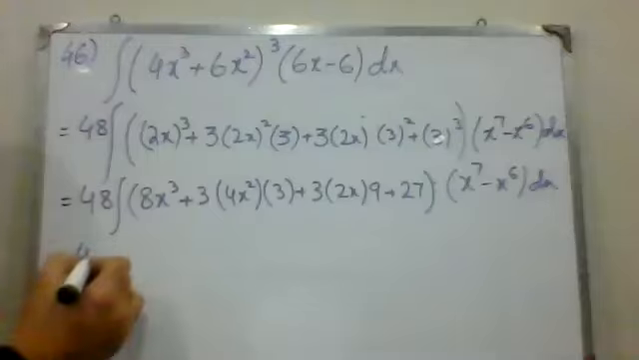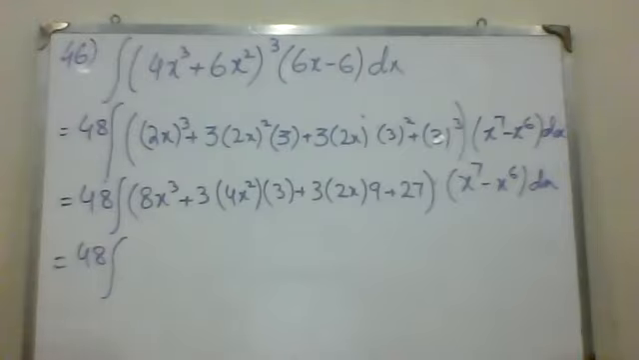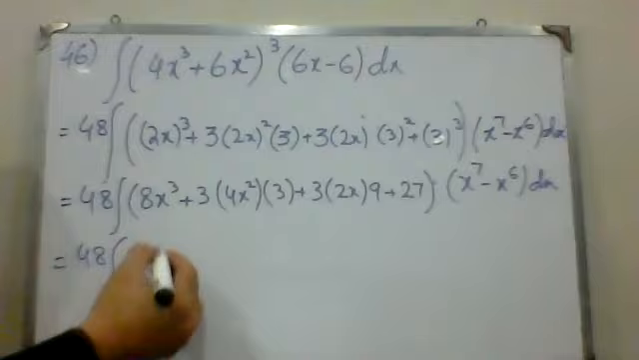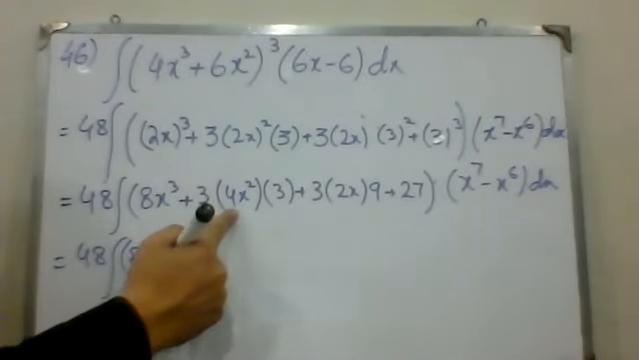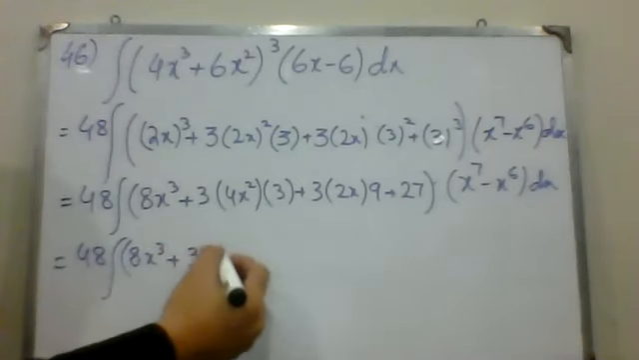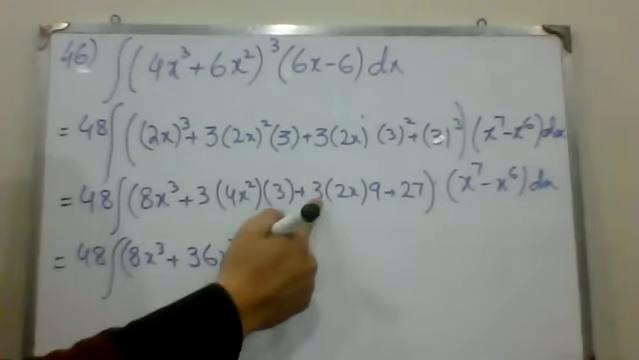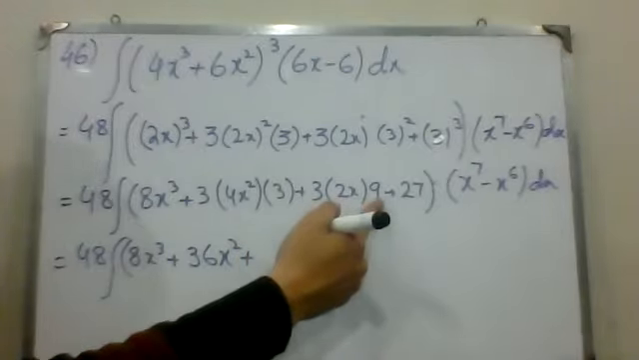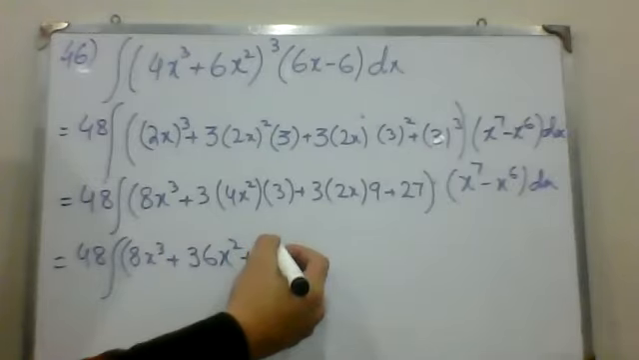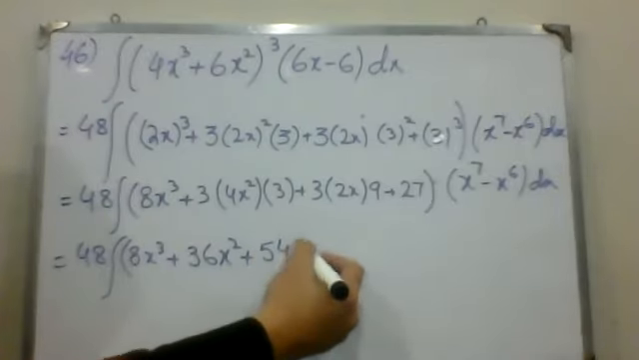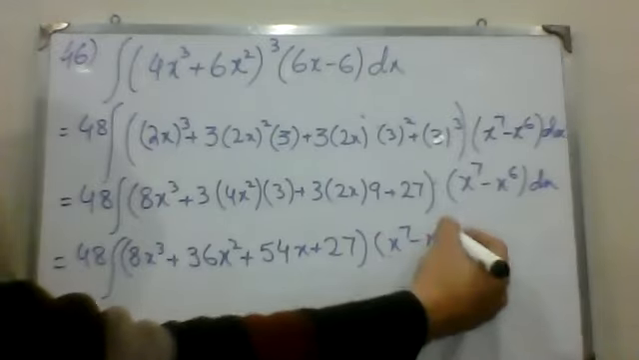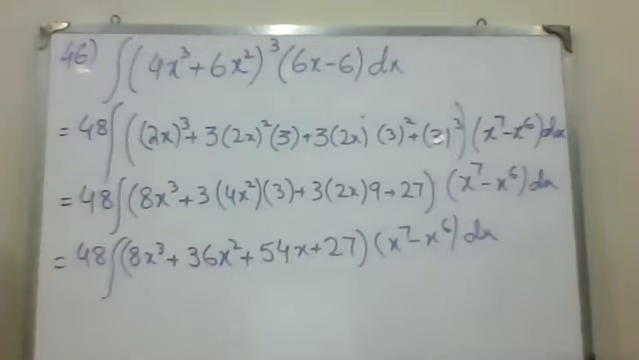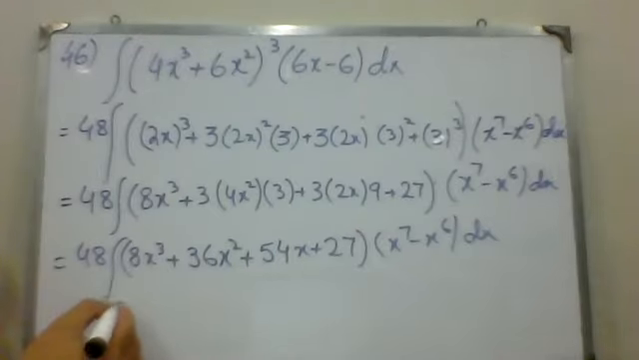So 48, 8x to the power 3, plus 3 4s are 12, 12 3s are 36, x square, plus 3 2s are 6, 6 9s are 54, x, plus 27, times x to the power 7 minus x to the power 6 dx. Okay. Now again 48.